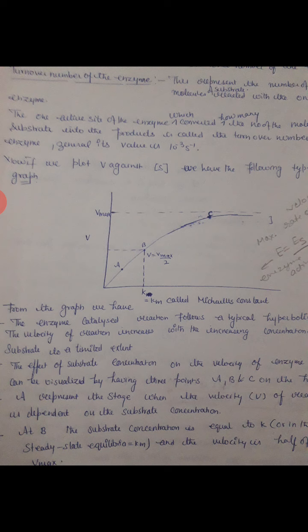Here one thing we want to discuss is the turnover number. We have discussed the Kcat. Kcat represents the turnover number. Basically, it is how much substrate is changed to the product. That is called the turnover number.